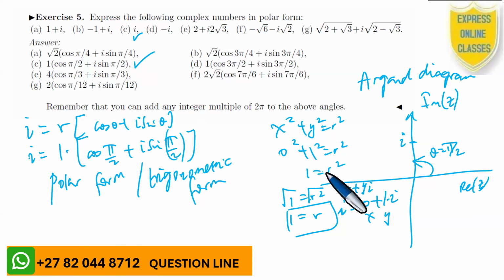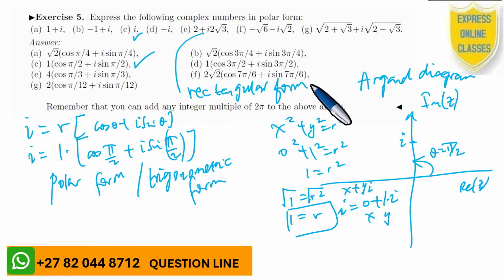So the radius, you must get the radius. How to get the radius given a complex number in rectangular form? All these numbers are given in what you want to call rectangular form.